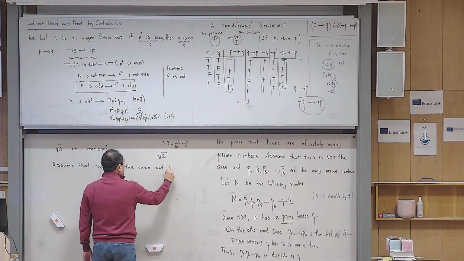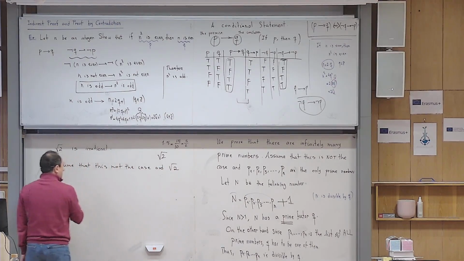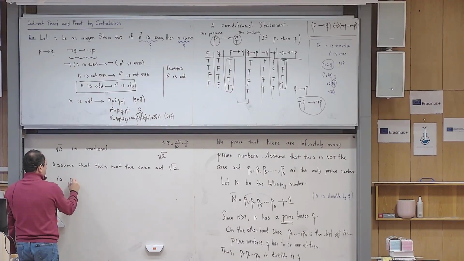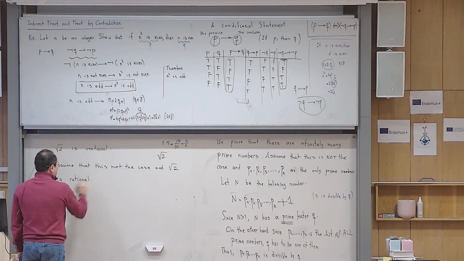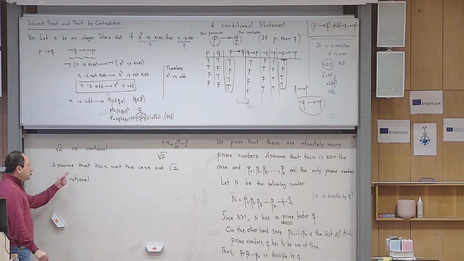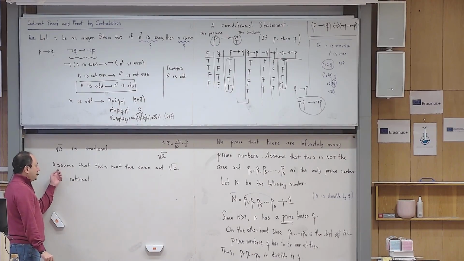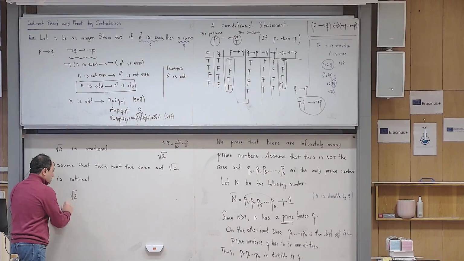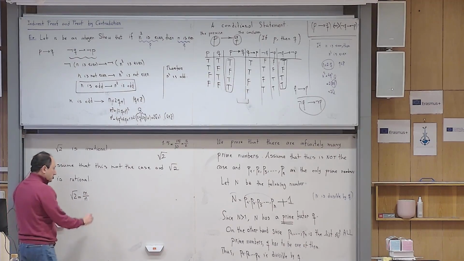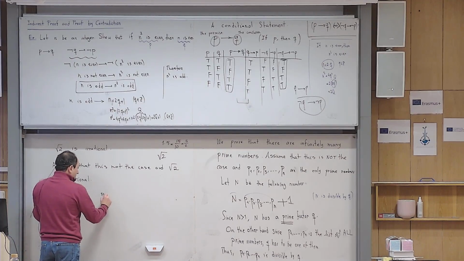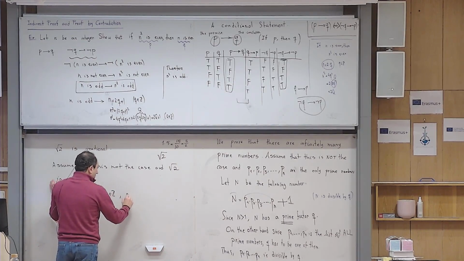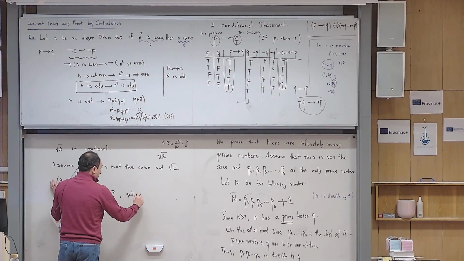And the square root of 2 is rational. Not irrational means it is rational. Yes? So when you admit that the square root of 2 is rational, you have to admit that the square root of 2 can be written as m over n. What are m and n? m and n are integers. I want to add something else. I want to add that the GCD of m and n is 1.